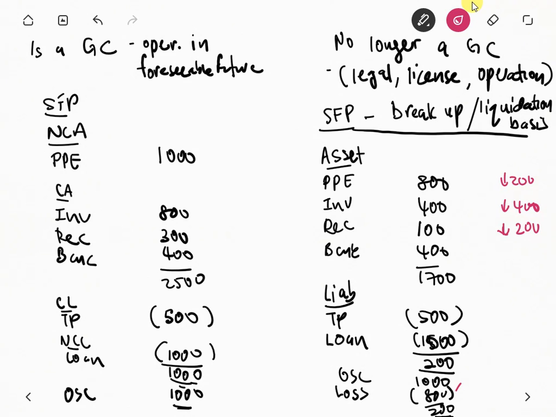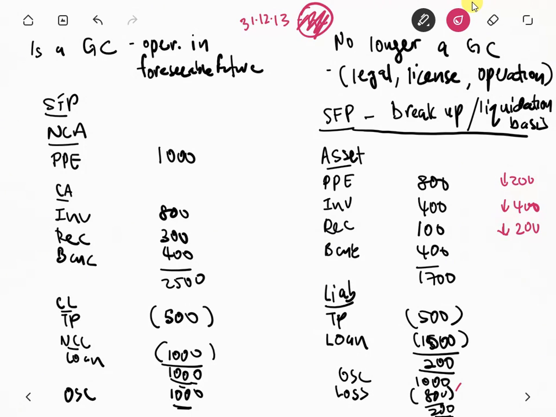Then, during your diploma time, when you prepared an SPL and SFP question, did the question ask you to prepare the SFP for the financial statement at 31st December 2013, and say please assume the company is a going concern? Did they specifically ask you to do this, or mention it in the question? No. Why? Because we always assume the company is a going concern. So we use this format.